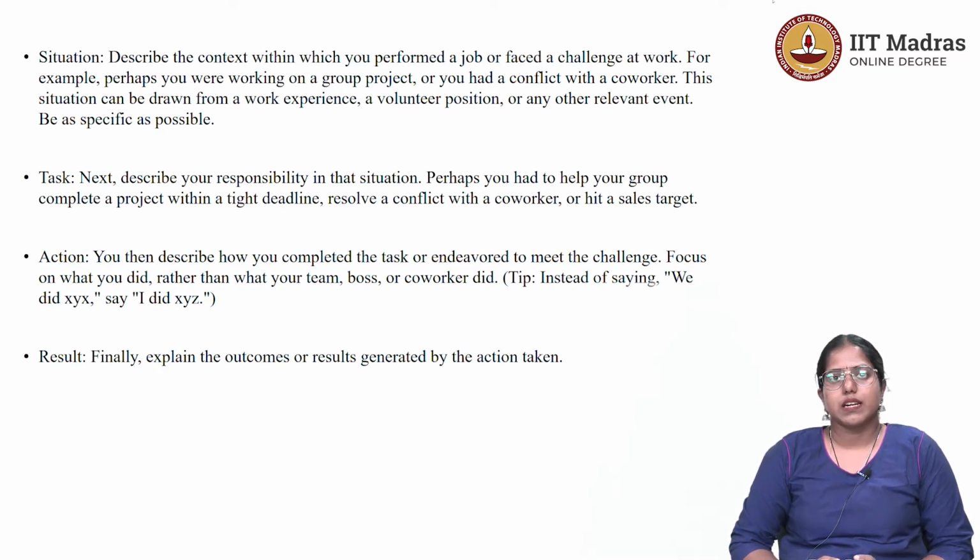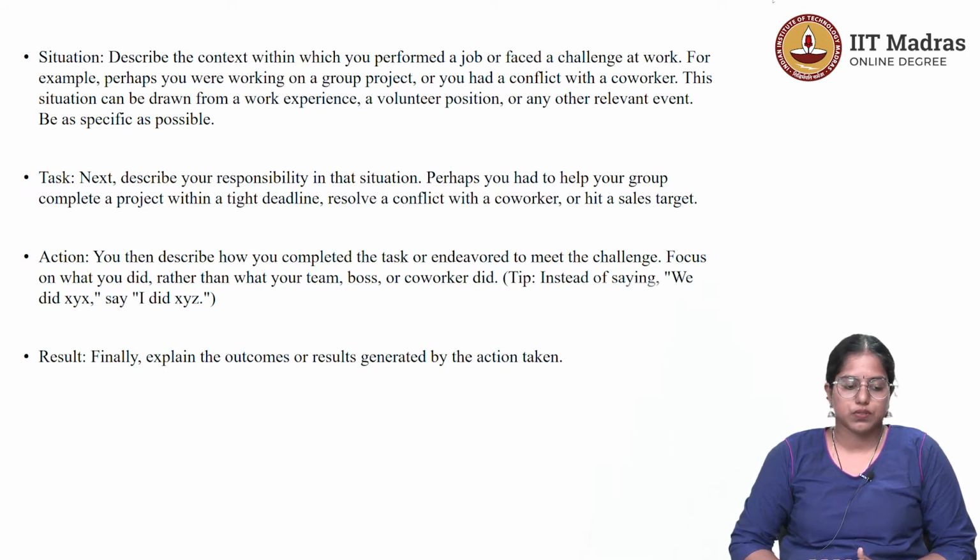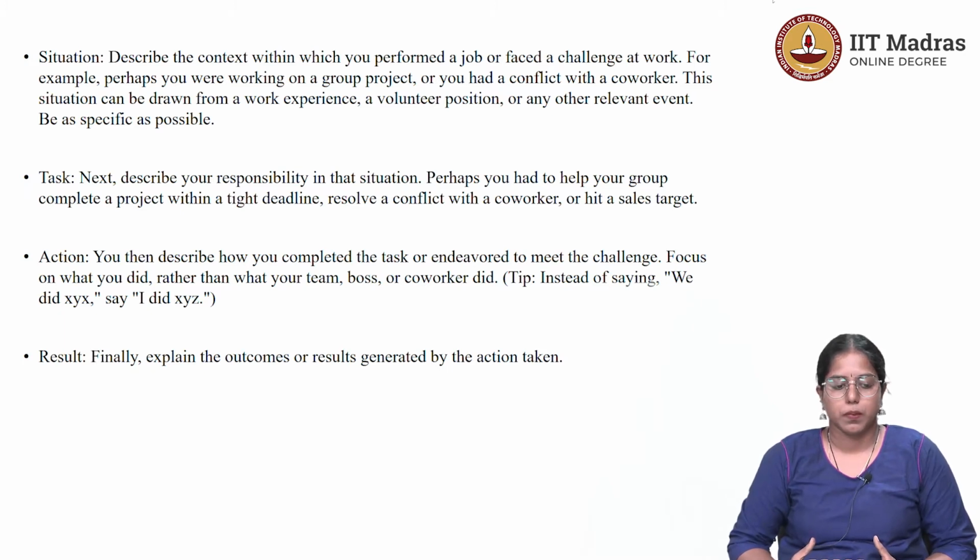Now, let us delve deep into this STAR method. Like I have already said, S stands for situation, T stands for task, A stands for action, and R stands for result. So, in situation, you describe the context within which you performed that job. You are going to describe the situation or the context under which you were given that particular kind of work. This will help the interviewer know the context that led you to perform certain actions.